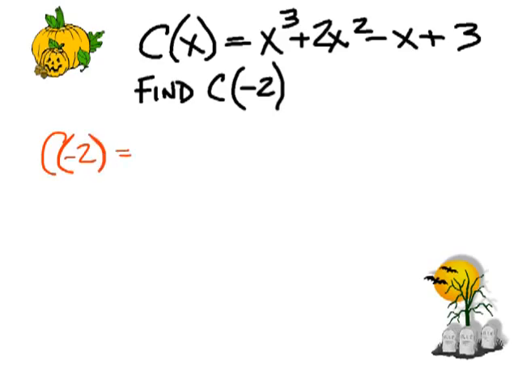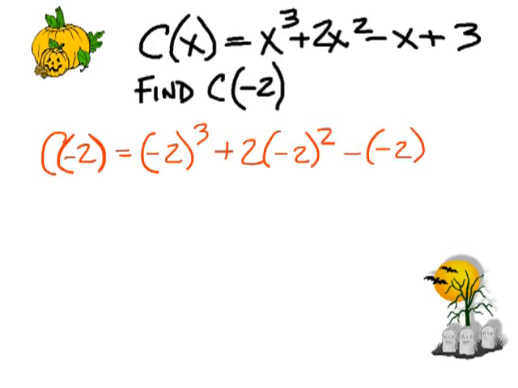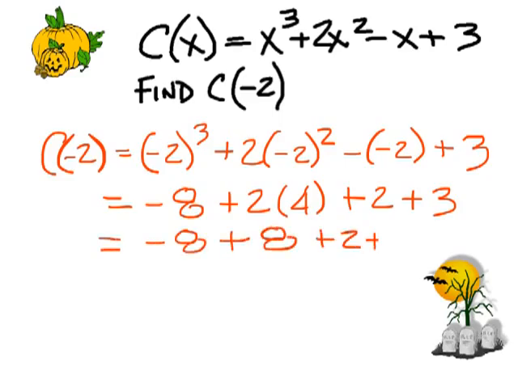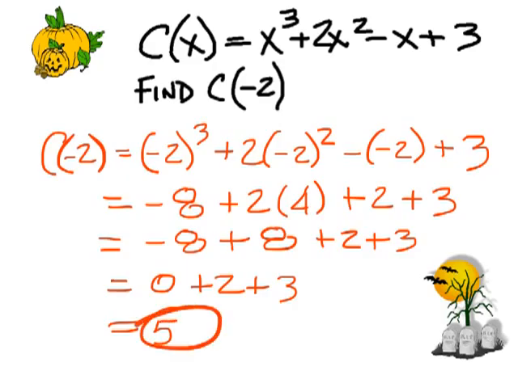C of negative 2 on the bonus, that should be negative 2 cubed plus 2 times negative 2 squared minus negative 2 and then plus 3. That's negative 8 plus 2 times 4 plus 2 plus 3. And negative 8 plus 8 is going to cancel out to be 0, and then you're just left with 2 plus 3, which is 5.